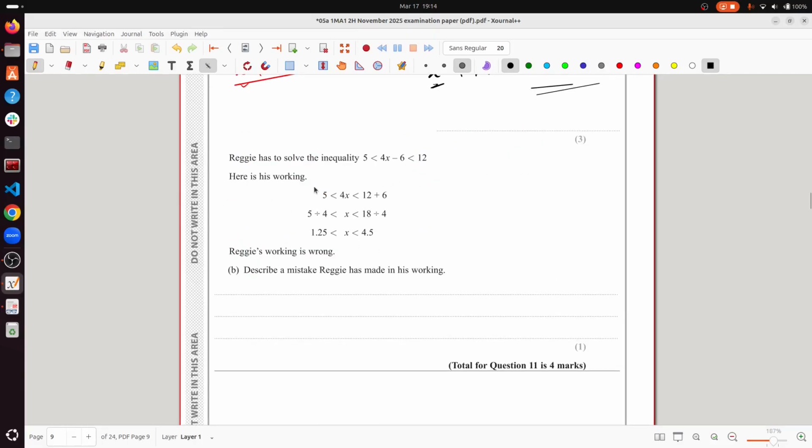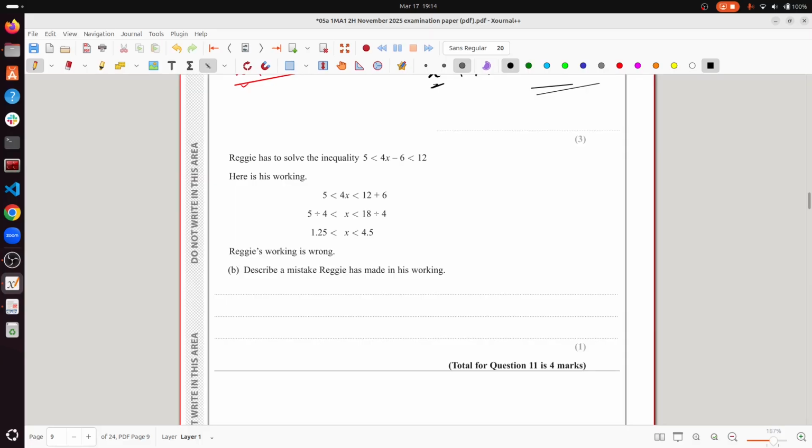Reggie has to solve the inequality. This here is his working. From there we can see that he added 6 to 12, but he didn't add 6 to 5. So that's his mistake. He should have added 6 to both sides. He divided by 4, which is now correct, divided by 4 to both sides. So whatever I do on the left hand side, do on the right hand side.